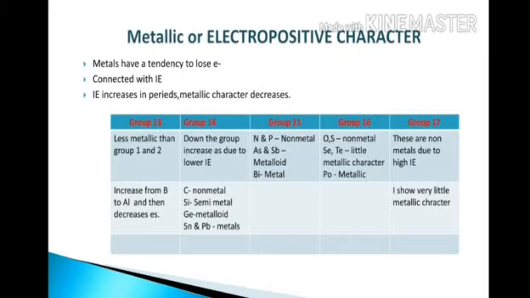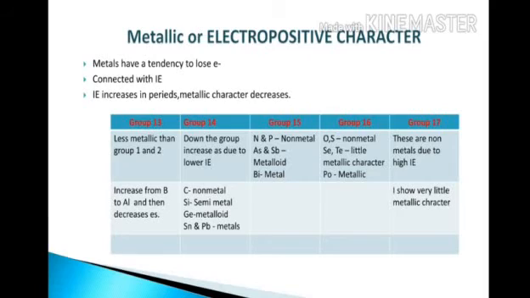Next, we can move to another physical property, that is metallic or electropositive character. Metals have a tendency to lose electrons to form positive ions. The tendency of an element to lose electrons is closely connected with the ionization energy of that element. The smaller the ionization energy, the greater will be the tendency to lose electrons, that is, the greater will be the metallic character. We can simply note that ionization energy is inversely proportional to metallic character.